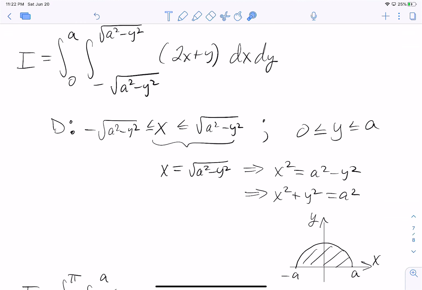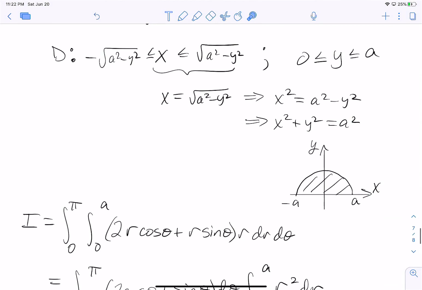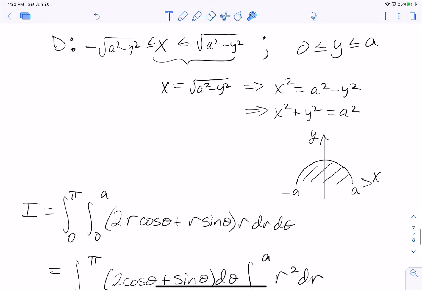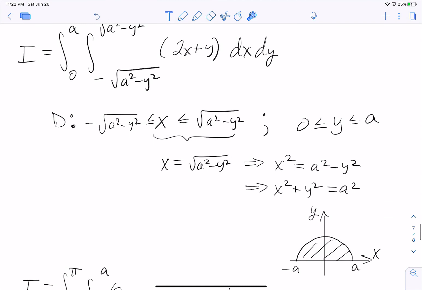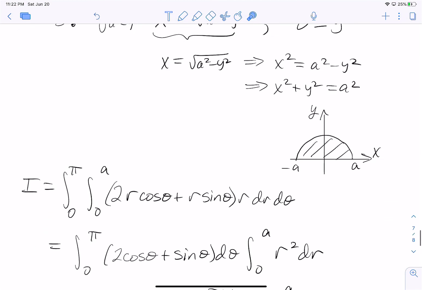Based on our diagram, we can see that theta is going to go from 0 to pi, and r is going to go from 0 to a. Our integrand was 2x plus y, so we have that. I've labeled it I for the integral. I is equal to the integral from 0 to pi of the integral from 0 to a of the quantity 2r cosine theta plus r sine theta times r dr d theta.